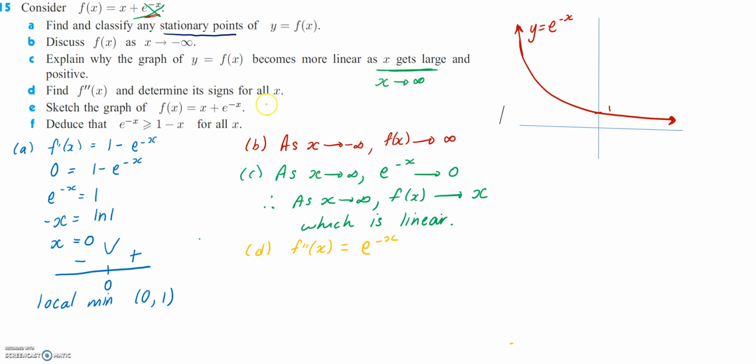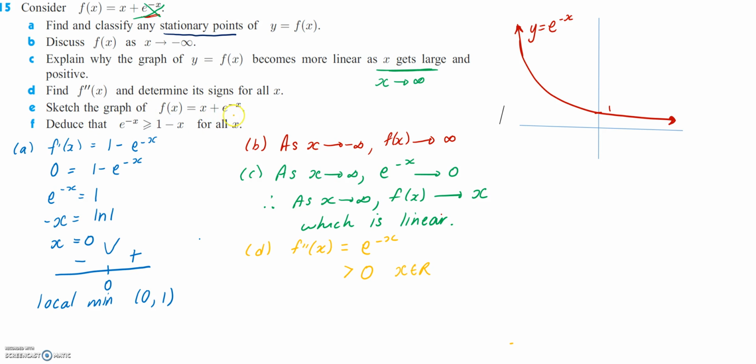What's it on about with its sign for all x? Well, again, if we look at this function e to the minus x, it's always above the x-axis, which means it's always greater than 0 for any value of x. Okay, we now want to sketch the graph.